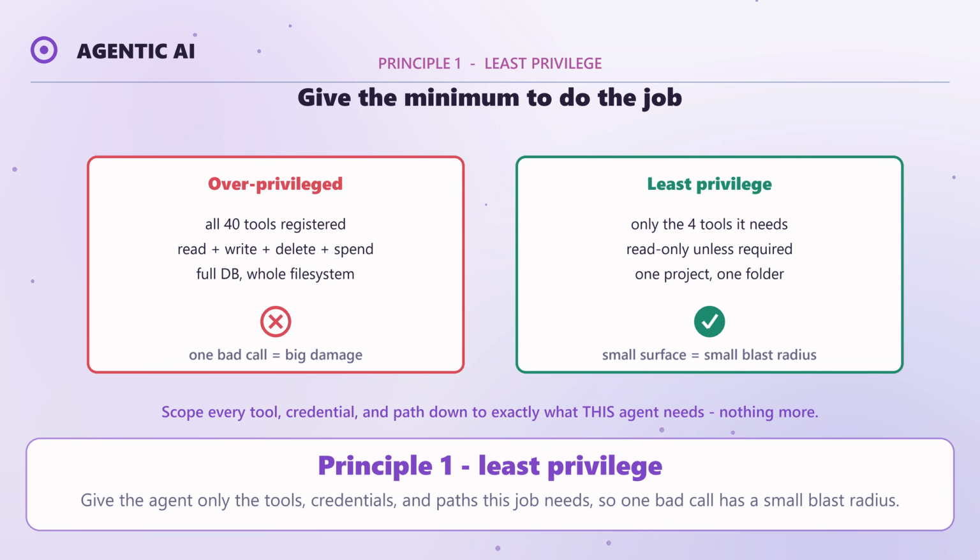On the right, least privilege. Only the 4 tools it actually needs, read only unless required, 1 project and 1 folder. A small surface means a small blast radius. Scope every tool, credential, and path down to exactly what this agent needs.